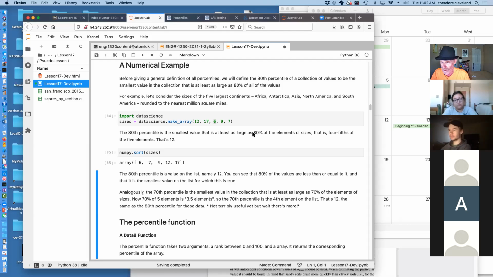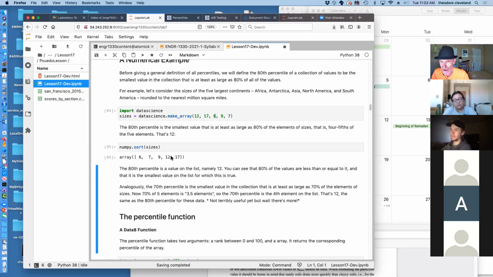Well, if we look at the 80th percentile as the same as 4 parts in 5, does that make sense? Yes, 1 part in 5 is 20%, so 4 parts in 5 would be 80%. That would mean it would be the 4th element out of the 5 things. So if we sorted it, we'd have 6, 7, 9, 12. There's our 4th element. So the 80th percentile is clearly 12 million square miles.